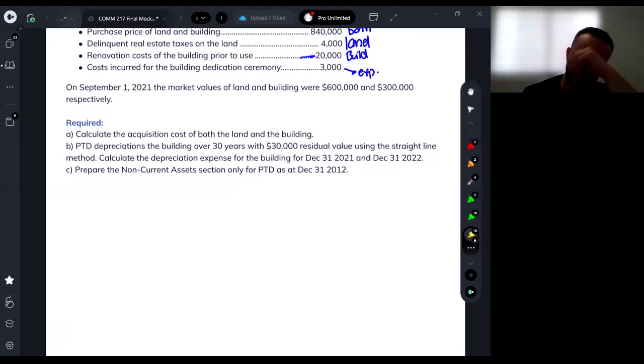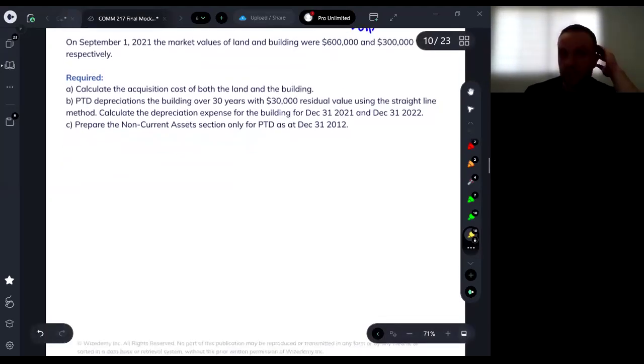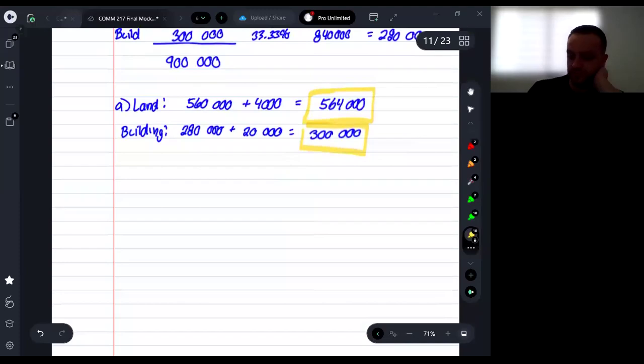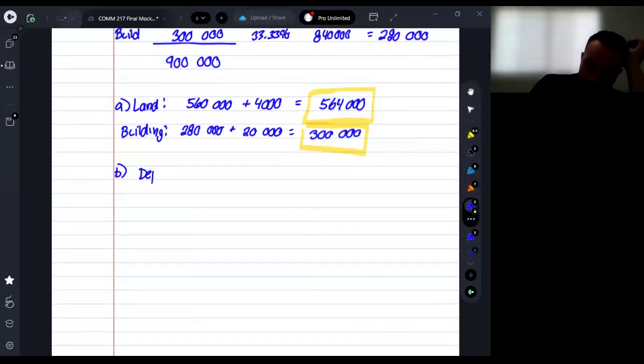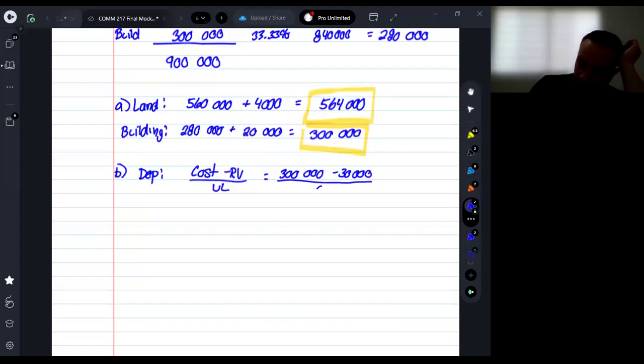The company depreciates the building over 30 years with a 30,000 residual value using the straight line method. Calculate depreciation expense for the building December 31st, 2021 and December 31st, 2022. So for part B, your depreciation is cost minus residual value over useful life. Cost of the building is 300,000 minus a 30,000 residual value over 30 years. We get $9,000. This is your depreciation per year.